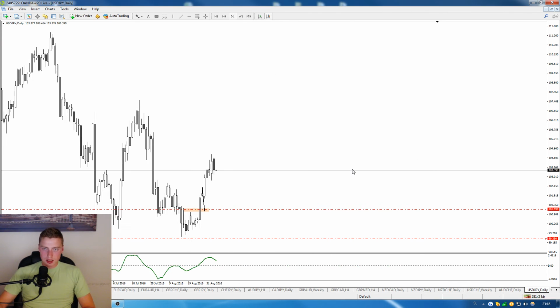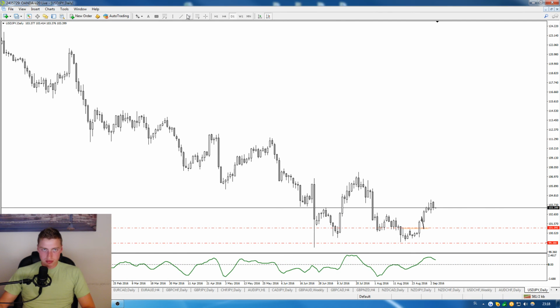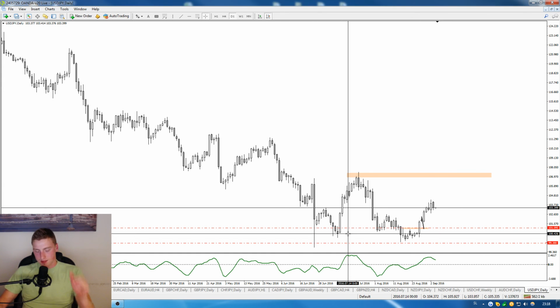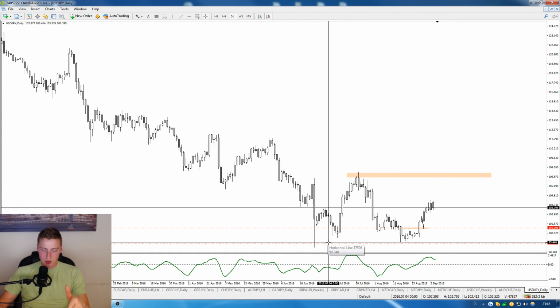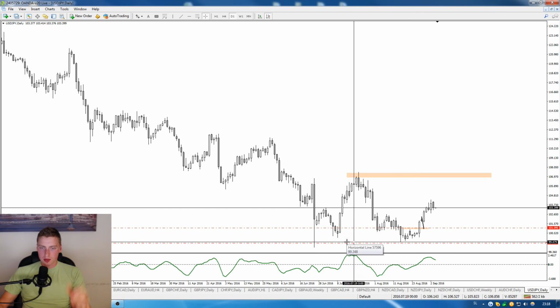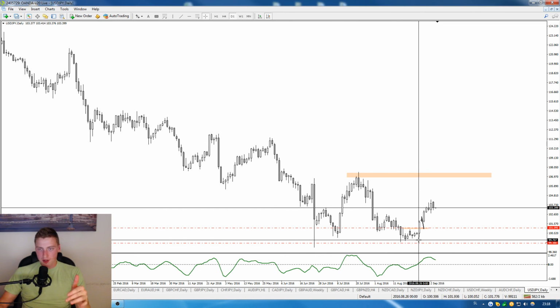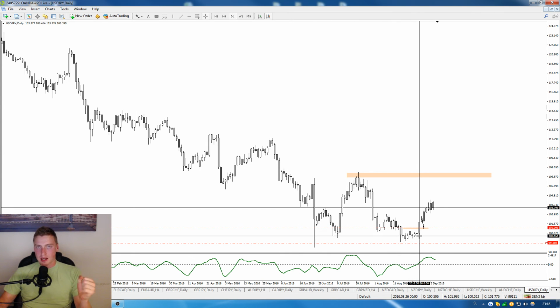So that's it on a daily. Price reached this zone, but otherwise have in mind that price is very exhausted on a weekly. We're on a weekly support, historical support. The price has formed a weekly double bottom. That means support is there.